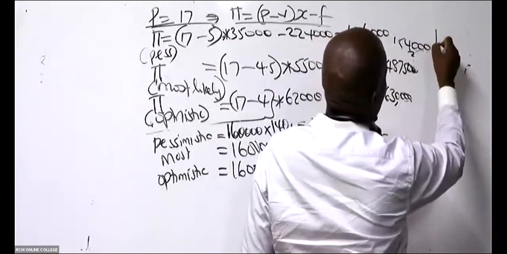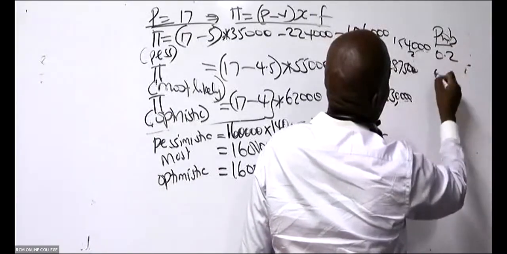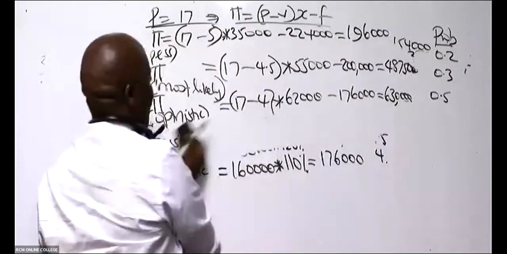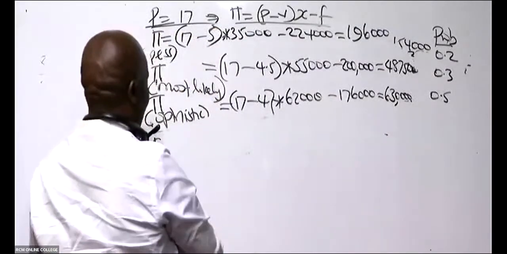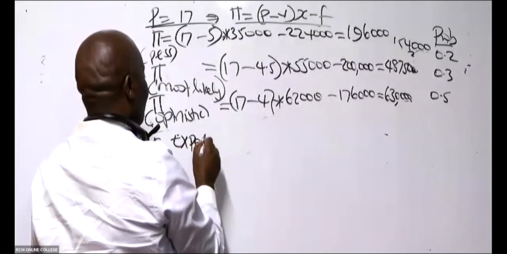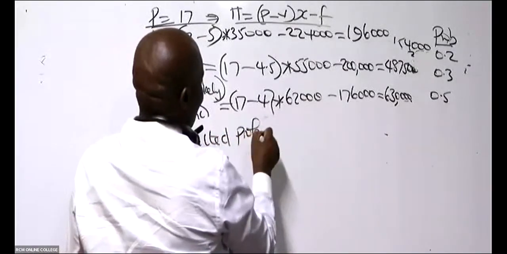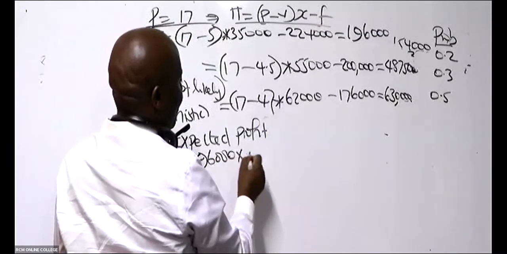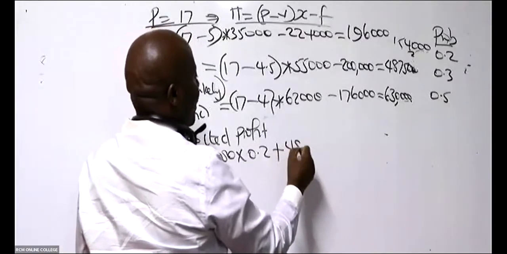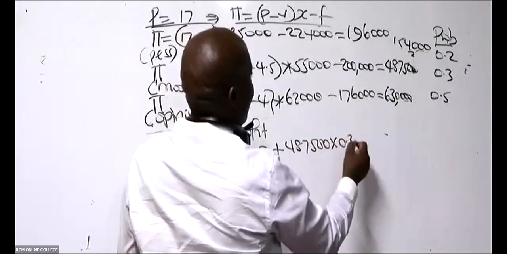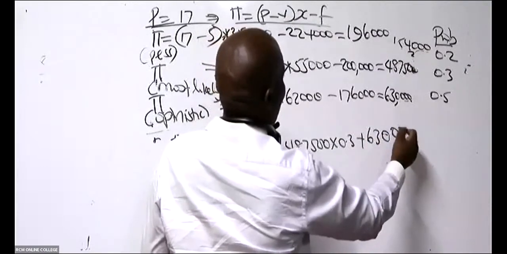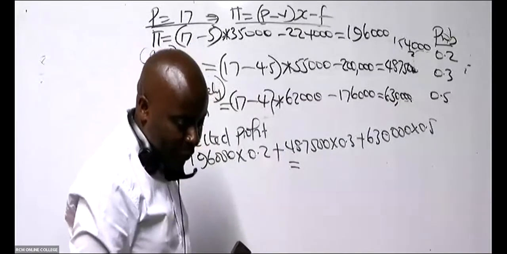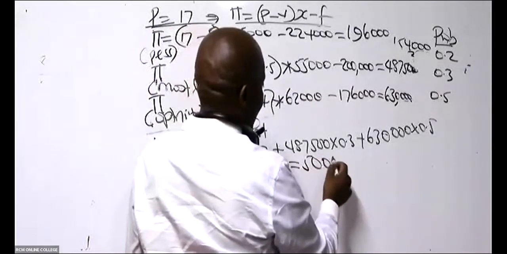Remember our probabilities for the three environments are still 0.2, 0.3, and 0.5. So then we can very easily give our examiner the expected profit. We take 196,000 times 0.2 plus 487,500 times 0.3 plus 630,000 times 0.5, which gives us what figure at the end of the day?